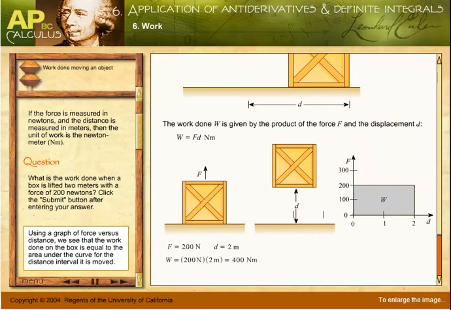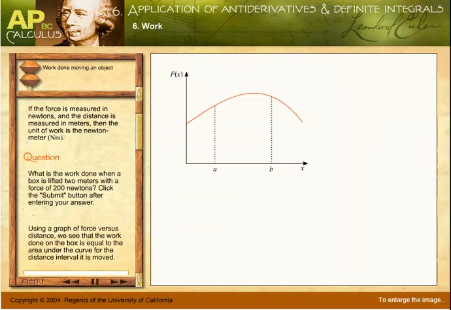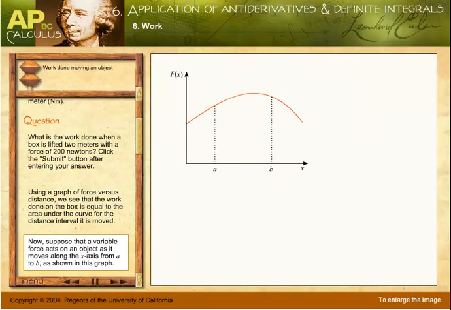Using a graph of force versus distance, we see that the work done on the box is equal to the area under the curve for the distance interval it is moved. Now, suppose that a variable force acts on an object as it moves along the x-axis from A to B, as shown in this graph.